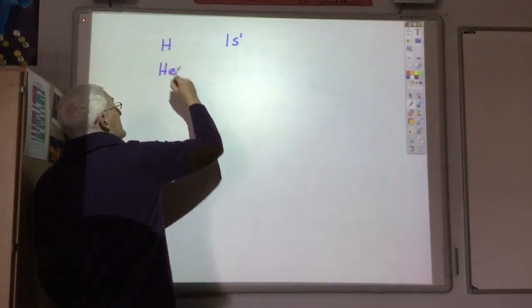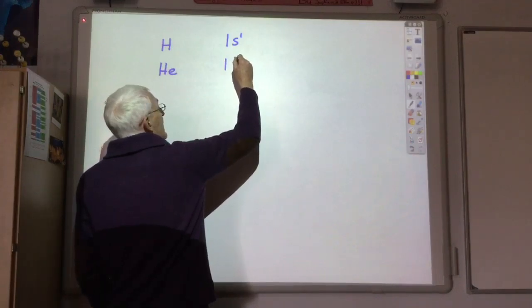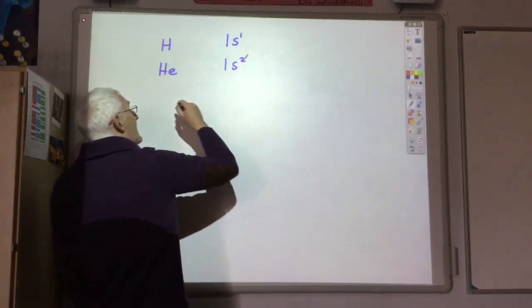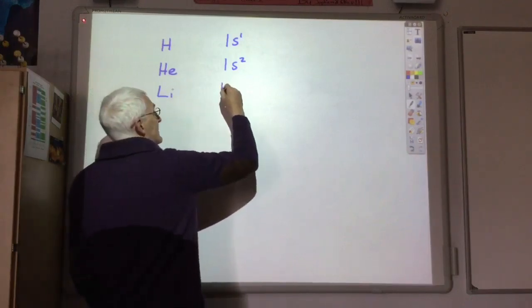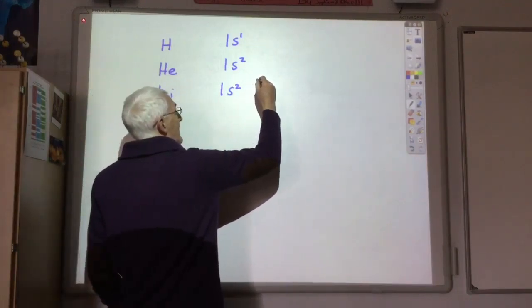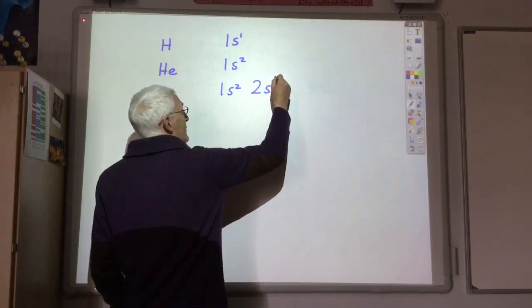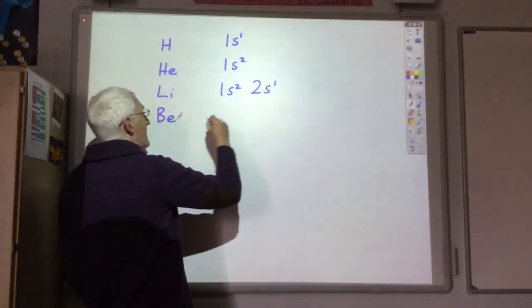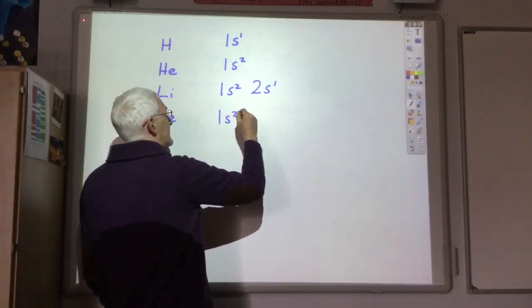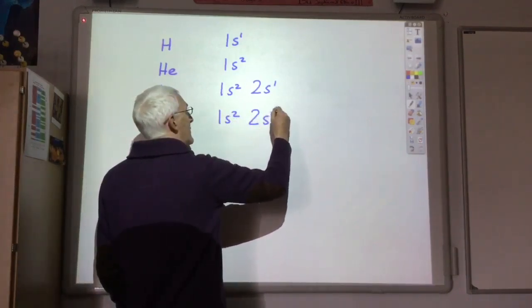Helium with its 2 electrons is 1s2. Then we get lithium with its 3 electrons, so it's 1s2. Then it breaks into the second energy level and puts 1 electron there. Then we have beryllium, it's 4 electrons, so it's 1s2, 2s2.